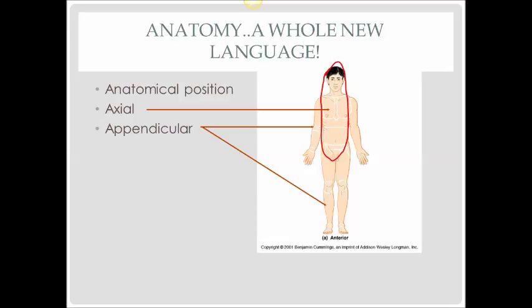Okay? Appendicular is to do with the limbs, the upper and the lower limbs. And the reason you use the word appendicular is because when the body develops, these appear as appendages, as tiny little flippers, appendages. So that's why we use the word appendicular, which is the limbs, the upper and the lower limbs. So appendicular skeleton, appendicular musculature, I mean muscles or bones of the upper and lower limb.